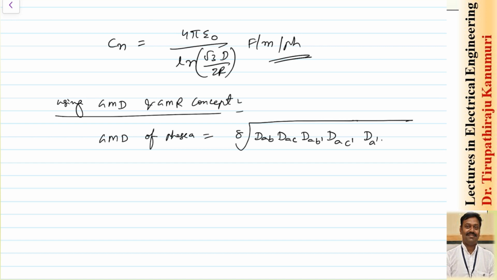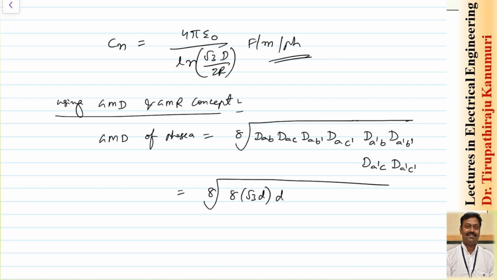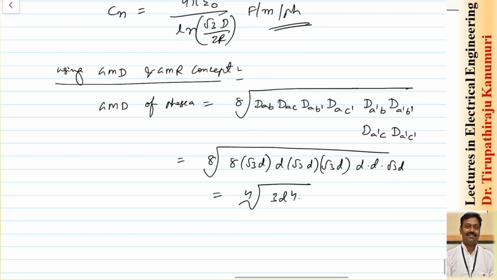This will be A dash to B, similarly distance of A dash to B dash. So similarly distance of A dash to C and distance of A dash to C dash. So if you are substituting all these distances, this will become 8th root of 8 into root 3 times of D into root 3 times of D into root 3 times of D into D into root 3 times of D. Total value if you substitute you will get like this. This will become equal to 4th root of 3D to the power of 4.